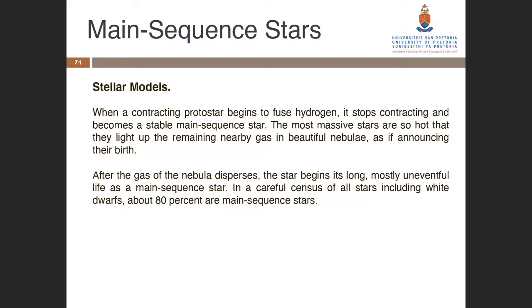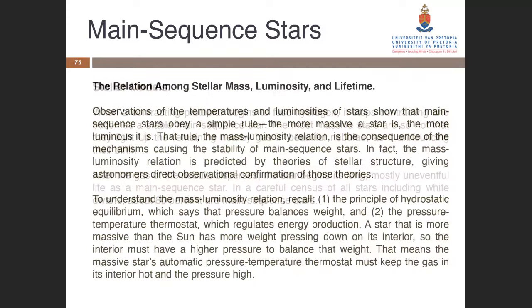So when a contracting protostar begins to fuse hydrogen, it stops contracting and becomes a stable main sequence star. The most massive stars are so hot that they light up the remaining nearby gas and beautiful nebula as if announcing their birth. After the gas of the nebula disperses, the star begins its long, mostly uneventful life as a main sequence star. In a careful census of all stars, including white dwarfs, about 80% are main sequence stars.